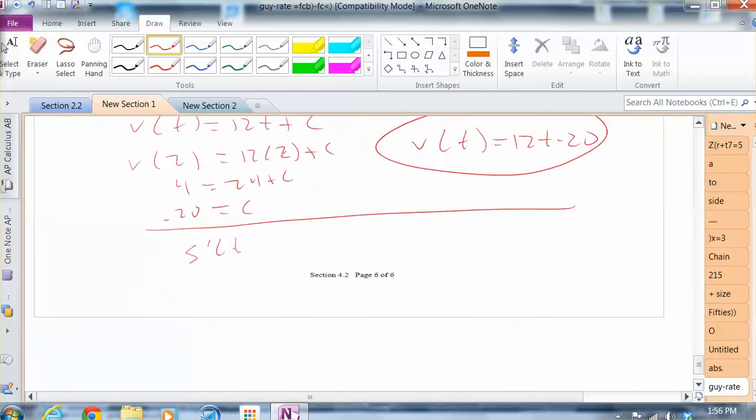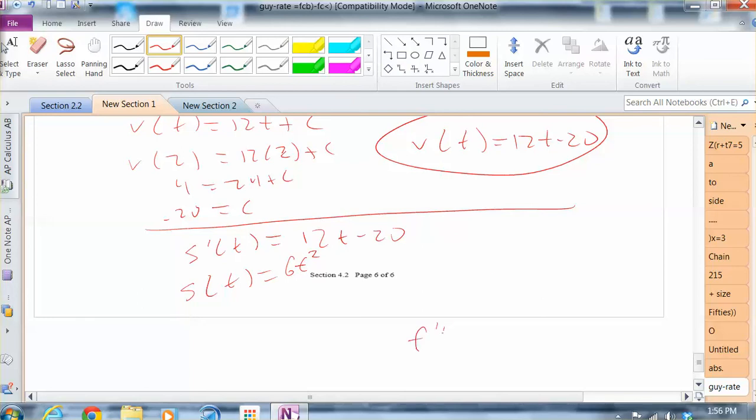s prime of t is the same thing as the velocity function. So s of t, now you gotta be careful because we have 12t and you're taking the antiderivative, so we want to add 1 to the exponent. And here's what you could do. You could divide the coefficient 12 by 2 because our new exponent's 2, and that would be 6. See how the derivative of 6t squared is 12t? So it's kind of doing the opposite.